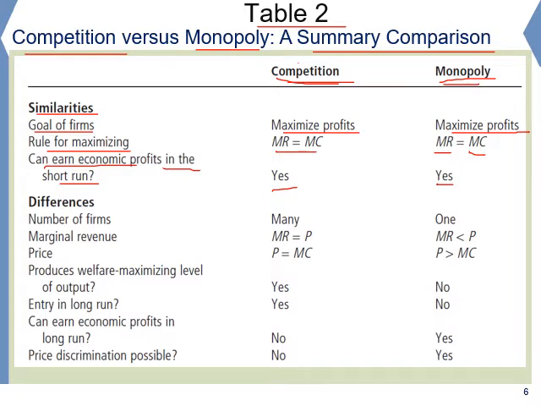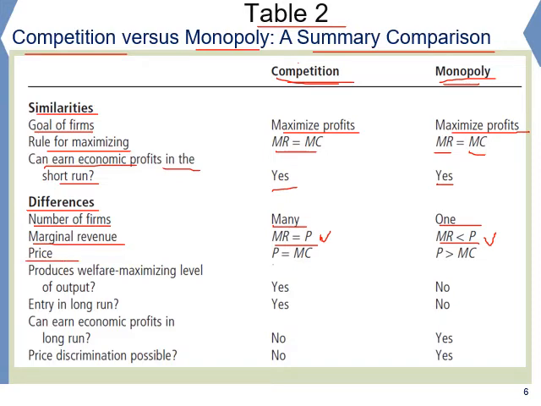Now let's talk about the differences between these two types of markets. The first difference is the number of firms. For perfect competition, you have many sellers providing almost identical products. For monopoly, you have only one seller, and there is no close substitute for the product. With respect to marginal revenue, for perfect competition, marginal revenue equals the price. For monopoly, marginal revenue is less than the price because the demand is downward sloping, so the monopoly can charge higher prices. Here, because the individual demand curve is horizontal, marginal revenue equals the price and equals the average revenue.